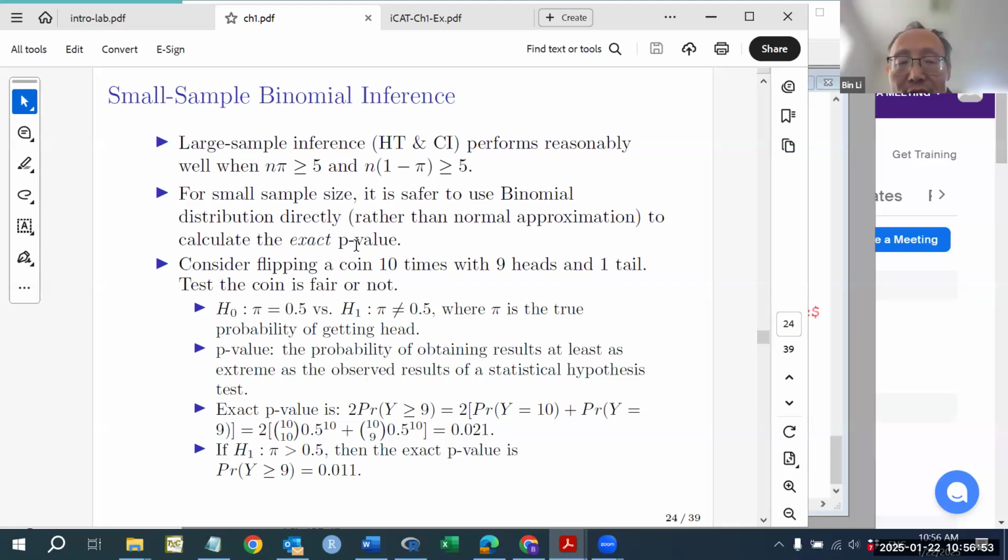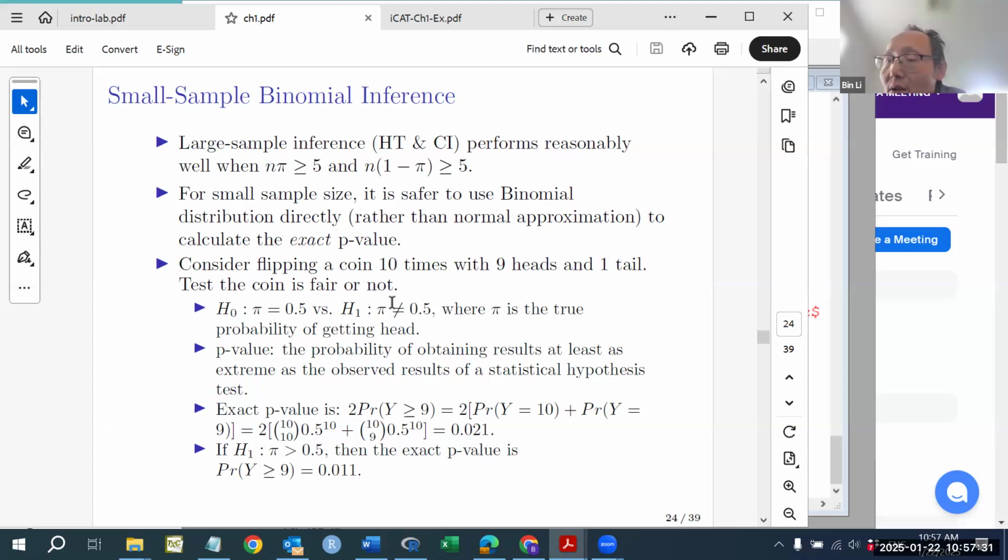Let's say we have a coin flipped 10 times with 9 heads and 1 tail. If the null hypothesis is 0.5 against not equal to 0.5, we need to find the p-value for this test. An important concept here is what a p-value is. You should know that because the prerequisite for this course is 7005 and 15.